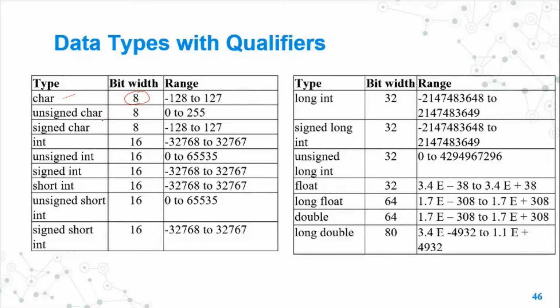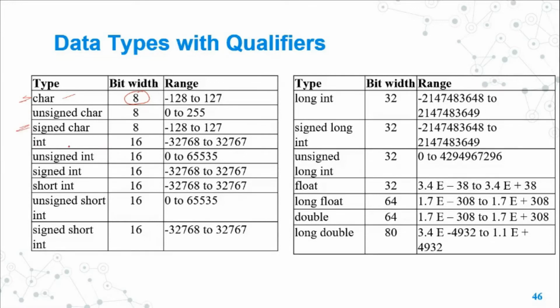If it is unsigned char, the value will be from 0 to 255. It is again of 8 bits. If it is a signed char, again it is 8 bits. It is like a char itself. If we see this char as well as signed char, both are the same.